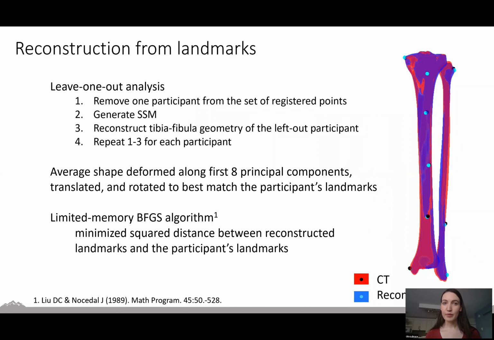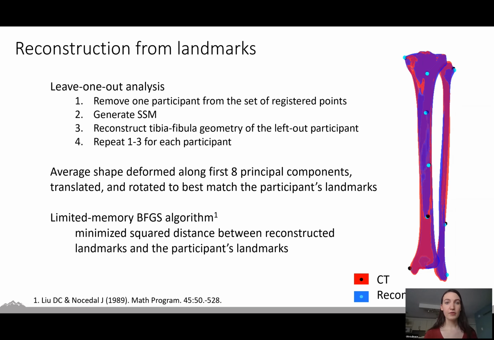So once I had my landmarks and my shape model, I could start reconstructing. So I used a leave one out analysis. And by that, I mean I removed one participant from the set of registered points. I then generated the shape model and then reconstructed the geometry of the participant that was originally removed. So it wasn't included in the original model. And then I repeat that for all 41 participants.